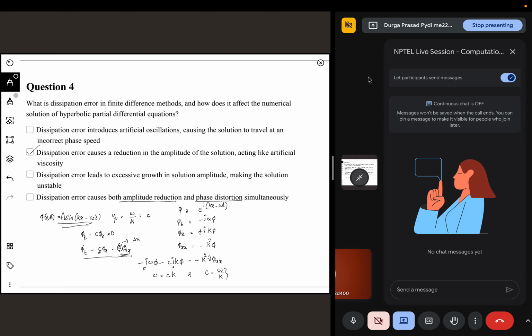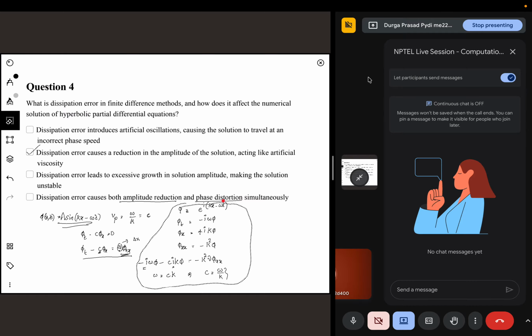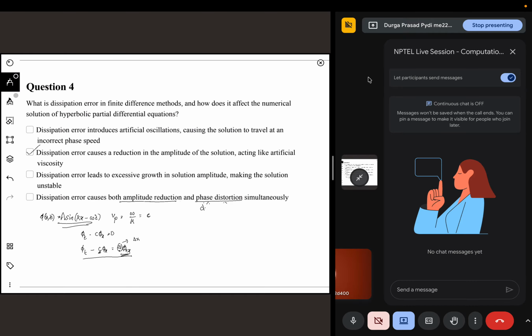Which means this particular problem is actually causing us dissipation error instead of the other one. This phase distortion is called dispersion error, which is not happening in this particular case. When we are talking about dissipation error, there is nothing in the phase distortion. When phase distortion happens, we call that dispersion error. So dissipation error happens with upwind schemes.